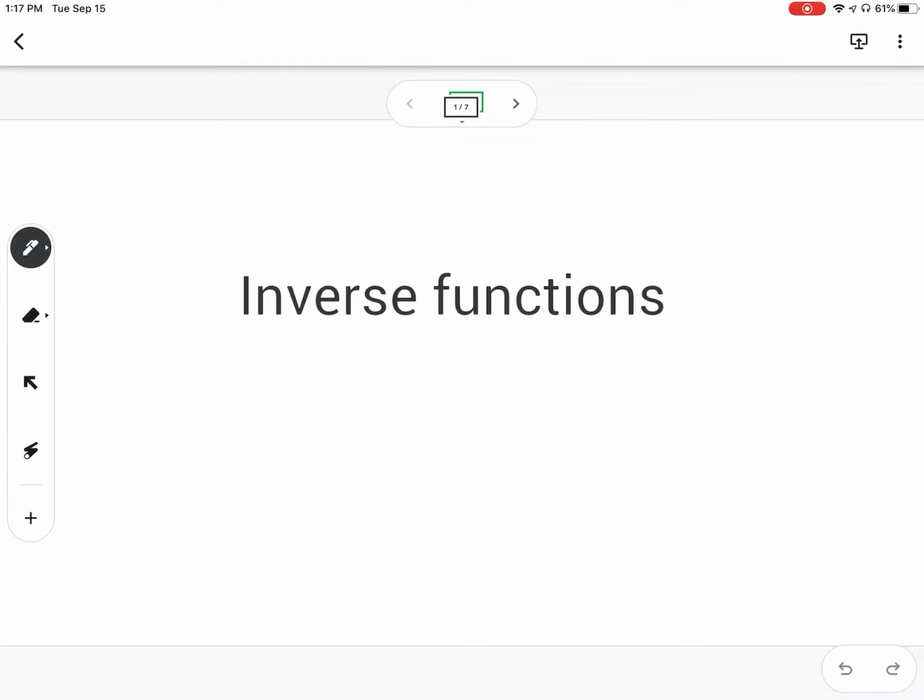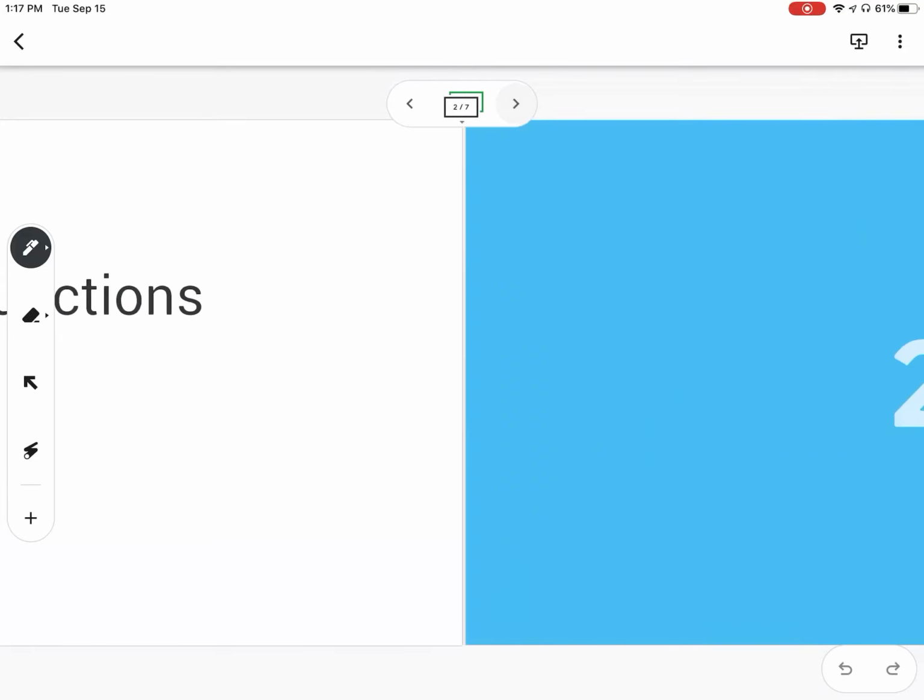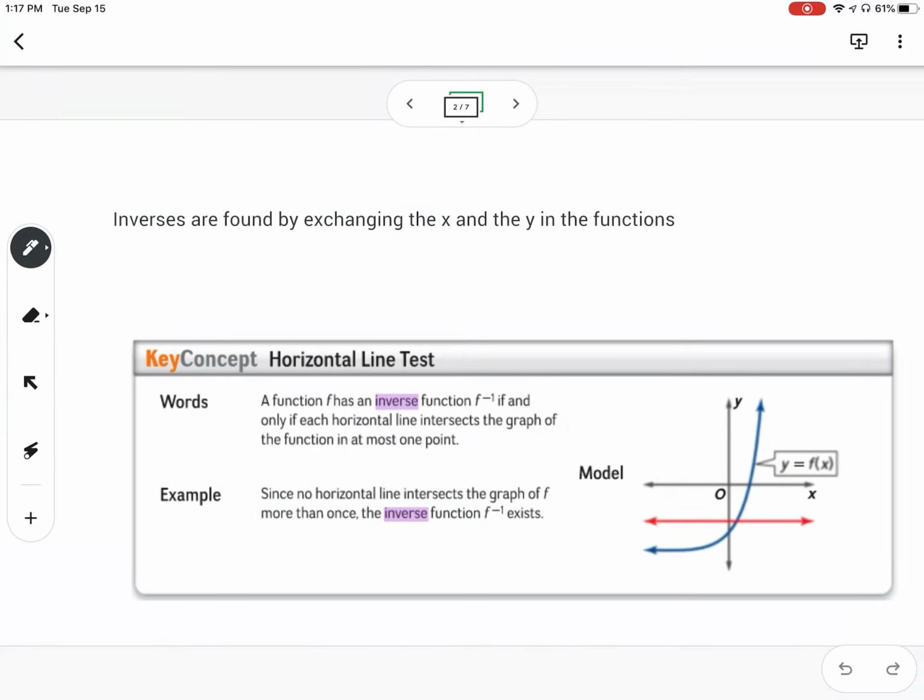In this lesson, we're going to be talking about inverse functions. An inverse function is found by exchanging the x and the y in the function. So when you take a function and switch all the x's with all the y's, that function becomes an inverse function. You can tell if a function has an inverse by using a horizontal line test.